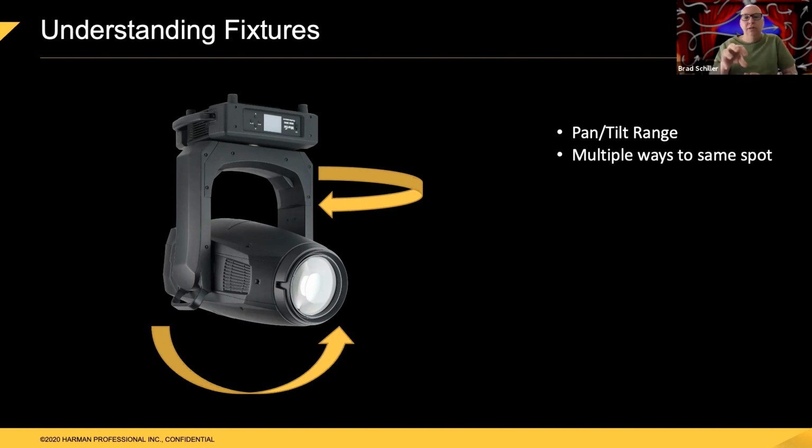The light's pointing at the same place on stage, but it has a different pan and tilt value. And sometimes that's useful, but sometimes that is very undesirable. And you want to make sure that in general, as you're building positions, that your fixtures are on the same side of their pan and tilt so that you're not seeing a flip.